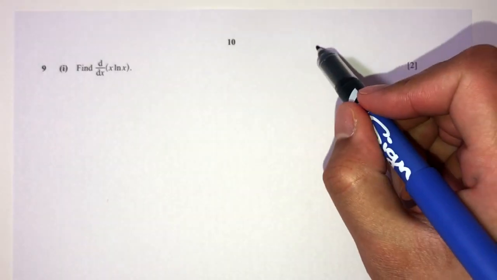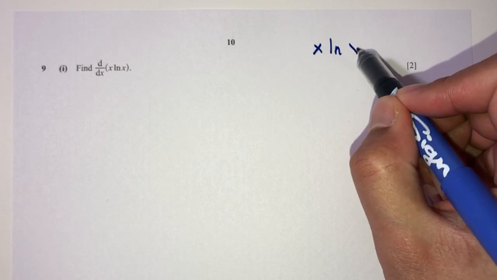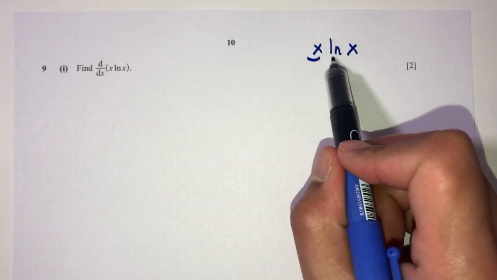Let's move on to question number 9. So here we have to find dy by dx. So if you observe, what is this? x ln of x. It is a product, right? We take this, multiply by this, so it is a product. In this case, we can use the product rule.